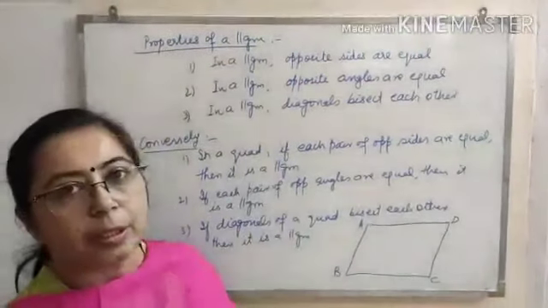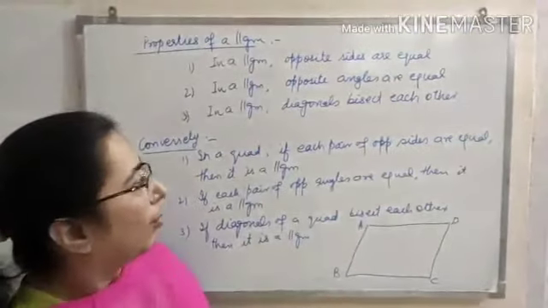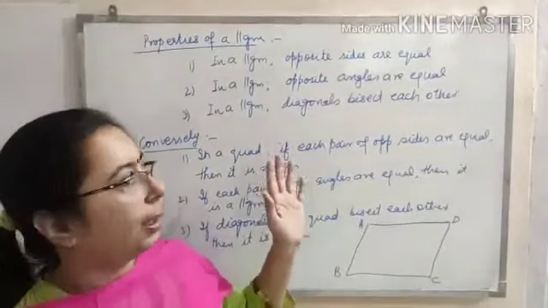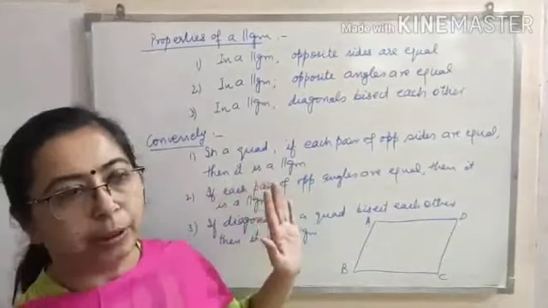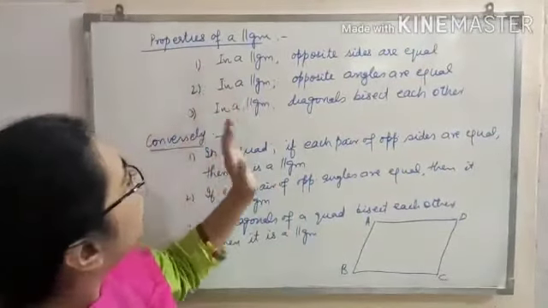Now students, we were discussing the properties of a parallelogram. First one was the basic property that the diagonal of a parallelogram divides it into two congruent triangles. Now we come to the properties of a parallelogram.